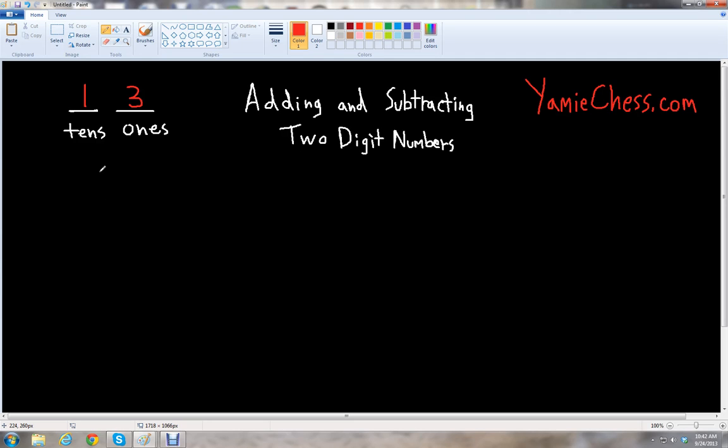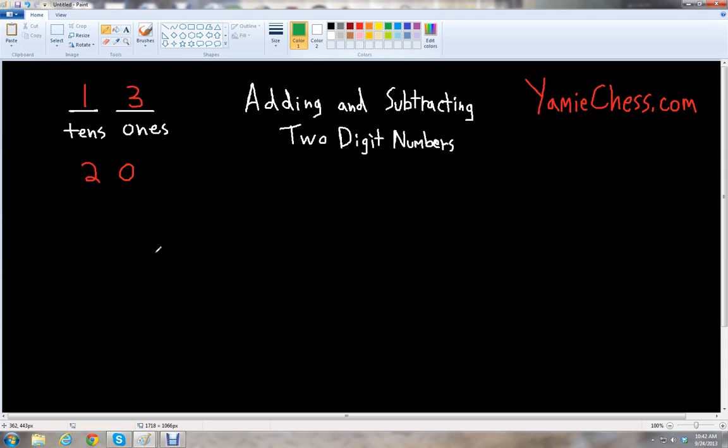And then likewise, if you have the number 20, you have 0 ones and 2 tens. Okay? So this is a very important concept to know when you're adding and subtracting two-digit numbers, is knowing where the ones place is and where the tens place is, because that's really going to help us when we add and subtract.